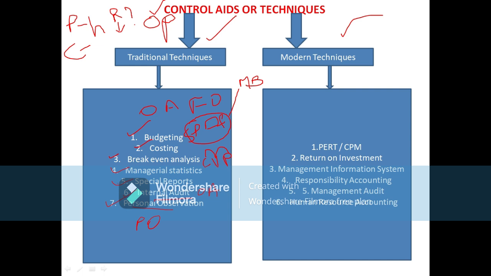Now coming to PERT or CPM under modern techniques. What does PERT mean? PERT means Program Evaluation and Review Technique. CPM stands for Critical Path Method. Both of these are very useful techniques for planning large one-time projects, meaning heavy, long-time projects, those types of projects.